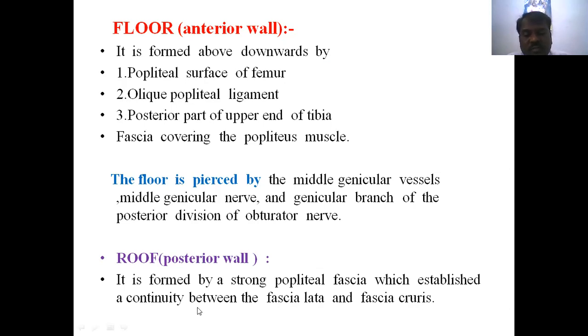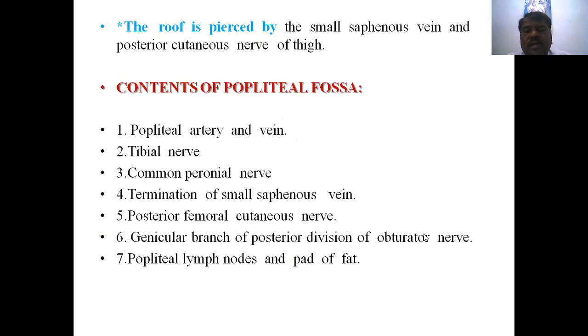Whereas the roof is formed by the strong popliteal fascia, which is continuous with the fascia lata and the fascia cruris. These two fasciae are continuous from the thigh region, and this roof is pierced by the small saphenous vein and the posterior cutaneous nerve of the thigh. When you are dissecting the roof of the popliteal fossa, we can identify below the skin the small saphenous vein, and accompanying it we can also find the posterior cutaneous nerve of the thigh.